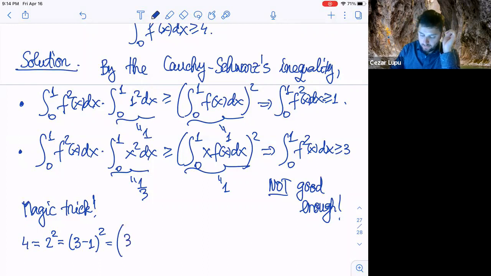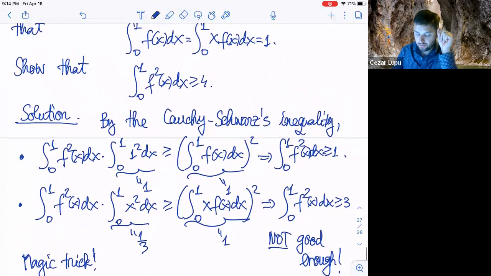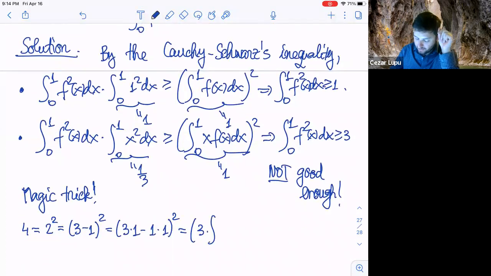In fact, no, let me write it in this way. This is also 3 times 1 minus 1 times 1, squared. And now maybe I should do something here. This is 3. Maybe this one here will be given by the first or the second integral, meaning the integral of xf minus 1 times the integral of f. And this everything squared.